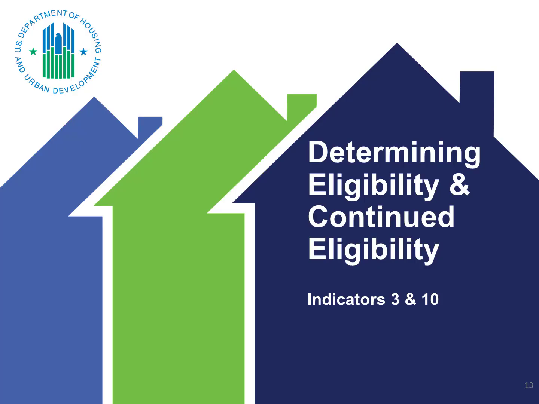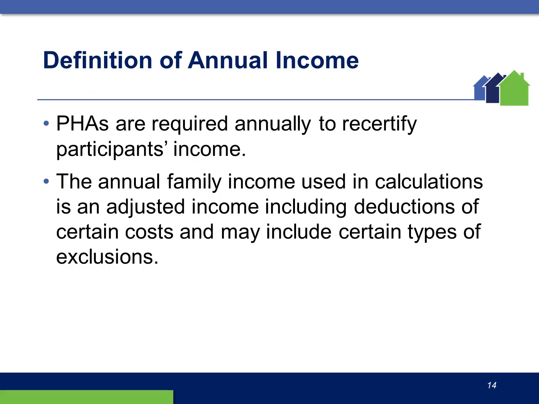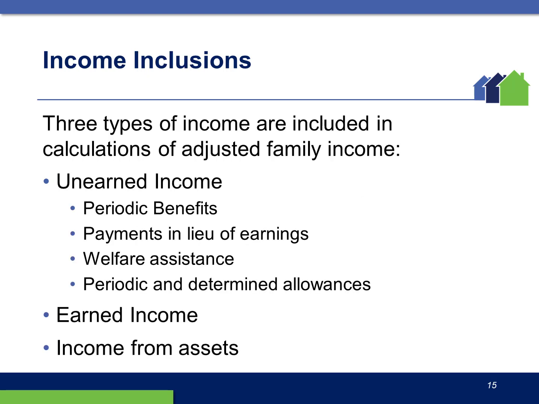Next, we will be discussing Indicators 3 and 10 related to determining eligibility and continued eligibility. PHAs are required annually to recertify participants' income. The annual family income used in calculations is an adjusted income, including deductions of certain costs, and may include certain types of exclusions. When calculating family income, 3 types of income are included in the calculation: unearned income, which includes regular periodic benefits like Social Security, pensions, and disability benefits. Other unearned income includes unemployment, welfare assistance, and alimony and child support.